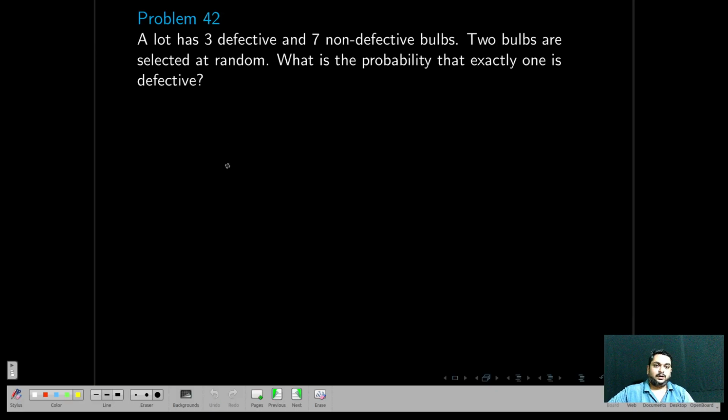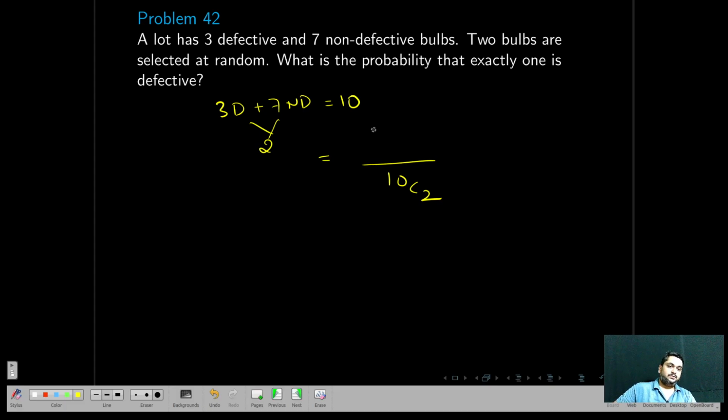Next, a lot has 3 defective plus 7 non-defective. This total 10 items are there, bulbs. 2 bulbs are selected at random. What is the probability that exactly 1 is defective? Exactly 1. So how will you solve this? So total outcomes is 10C2. Exactly 1 is defective means what? I have to choose from this, no?